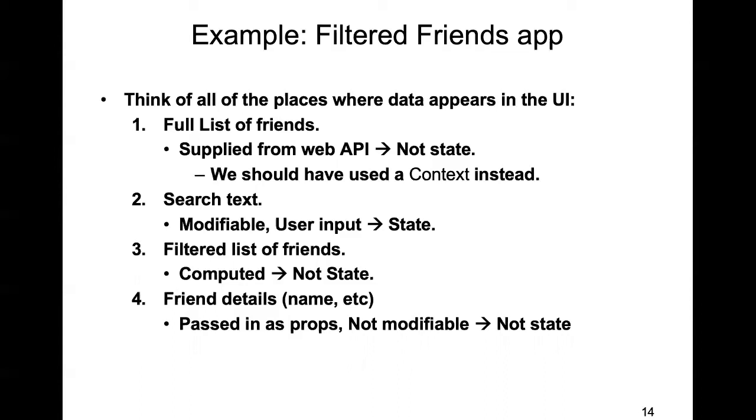Number 2 there, the search box or the search text, that's data, but it's modifiable, so it's very much a candidate for UI state. Number 3, the filtered list of friends, that's actually computed, and anything that's computed should not be stored in UI state. And number 4, if you took any particular friend displayed on the UI, like their name and their email, that's data as well. But that was data that was passed in as props to the friend component, if you remember. So it wouldn't be state either.